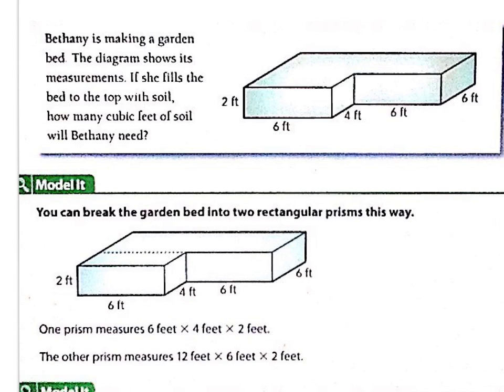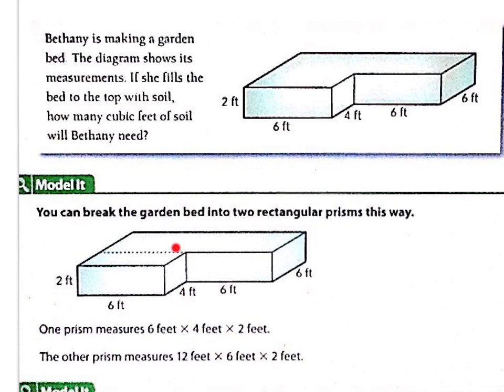Okay, let's take a look at this garden. Bethany is making a garden bed. The diagram shows its measurements. If she fills the bed to the top with soil, how many cubic feet of soil will Bethany need? So if you look at this figure right here, and you think about how you can divide it, there are a couple different ways. The first way they're showing us divides it right through here, so that you have a rectangular prism back here, and you have one right here.